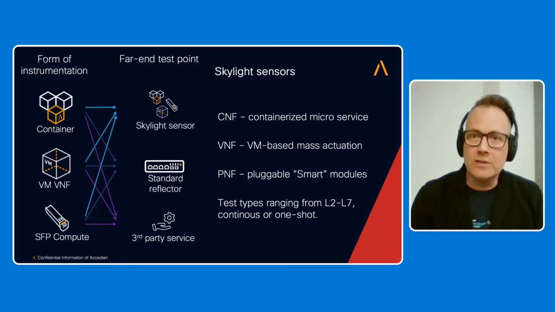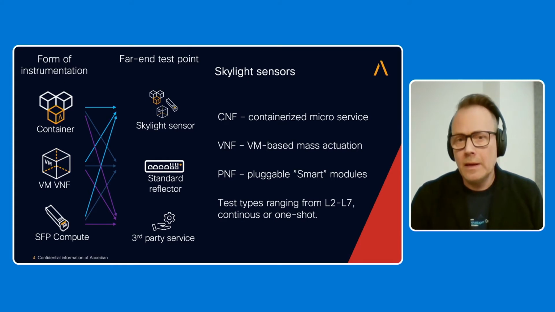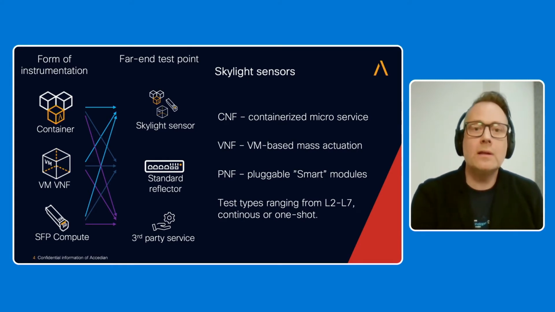Regardless of which form of instrumentation you choose for your application, they can all perform various types of tests. And they can test either towards another Skylight sensor, or towards a standard reflector, or to a third-party service. And what does this mean? I'll dig into a little bit what these different categories mean.